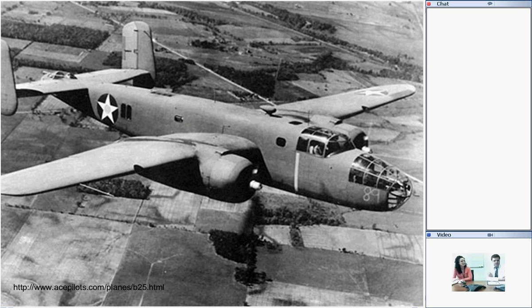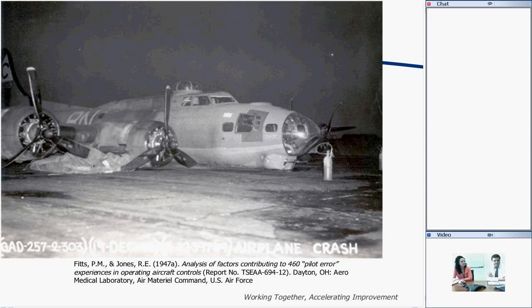So this is a picture of a World War II aircraft. Very nice in flight. This is a picture of the same type of aircraft on the ground. What's interesting, I think, in this picture is if you look at the propellers, they aren't all bent up. So the engines were not running when this plane hit the ground. If we go to the next slide.